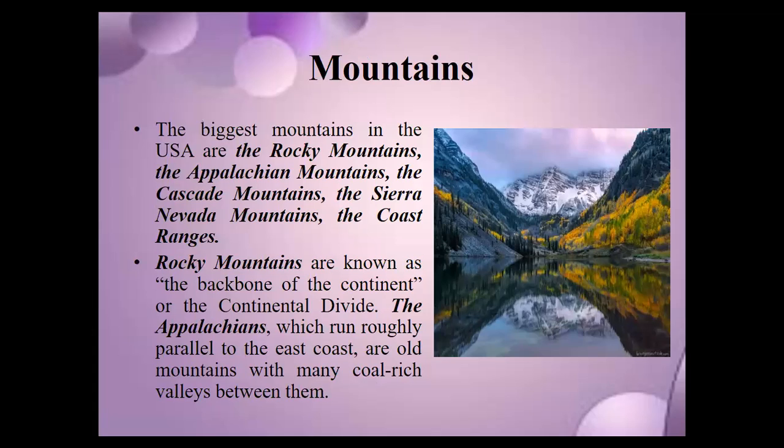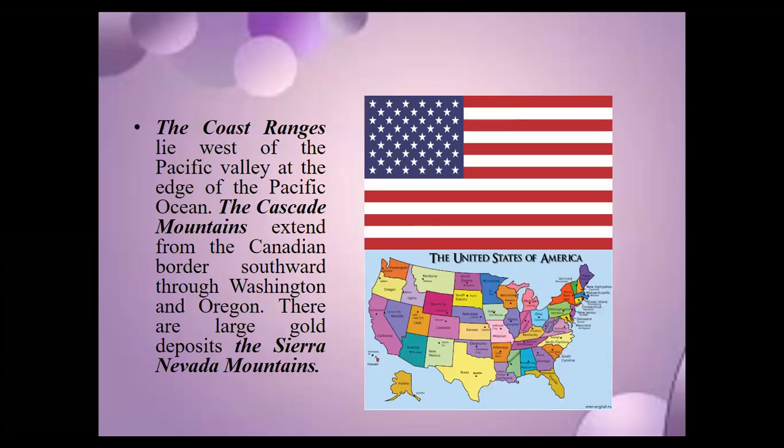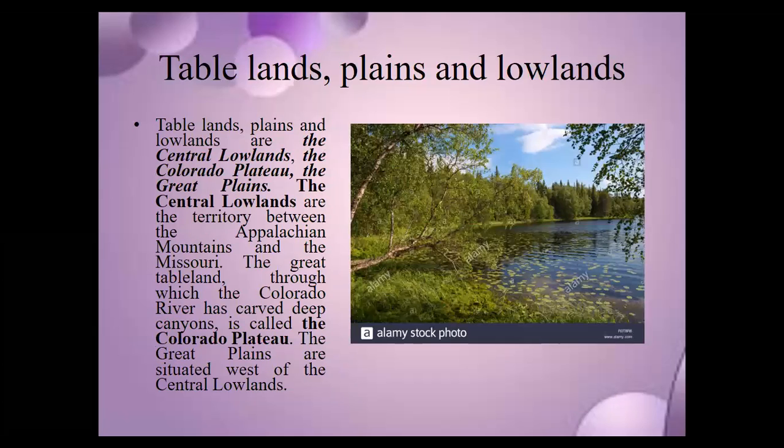The biggest mountains in the USA are the Rocky Mountains, the Appalachian Mountains, the Cascade Mountains, the Sierra Nevada Mountains, and the Coast Ranges. The Rocky Mountains are known as the backbone of the continent, the continental divide. The Appalachians, which run roughly parallel to the east coast, are old mountains with many coal-rich valleys between them. The Coast Ranges lie west of the Pacific Valley at the edge of the Pacific Ocean. The Cascade Mountains extend from the Canadian border southward to Washington and Oregon. There are large gold deposits in the Sierra Nevada Mountains.